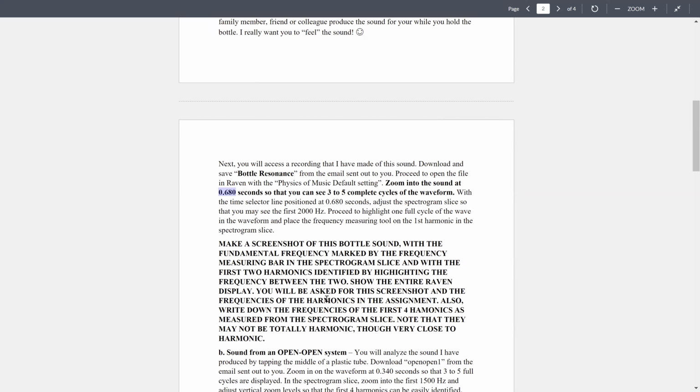Show the entire Raven display. You'll be asked for the screenshot. Great. Also, write down the frequencies of the first 4 harmonics as measured from the spectrogram slice, and note that they may not be totally harmonic.